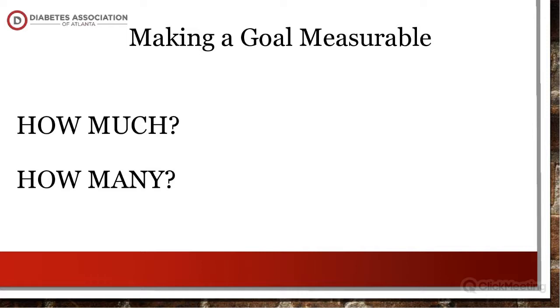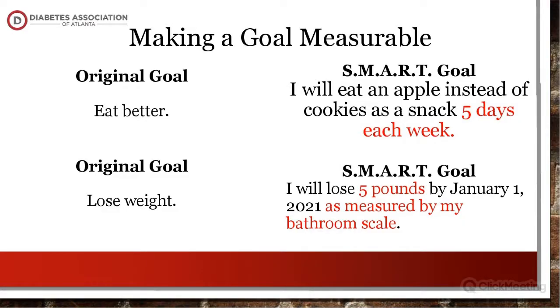So next we want to make the goal measurable. And making the goal measurable tells us how much and how many. It also gives us an idea of how we know that we accomplished the goal. So again, using our original goals of eating better and losing weight, you can see that with the SMART goal, our goal of I will eat an apple instead of cookies as a snack 5 days each week has something that we can measure. So we will know that if we eat an apple instead of cookies 5 days each week, that we have met our goal. If we only do that 3 times a week, then we know that we didn't reach our goal.